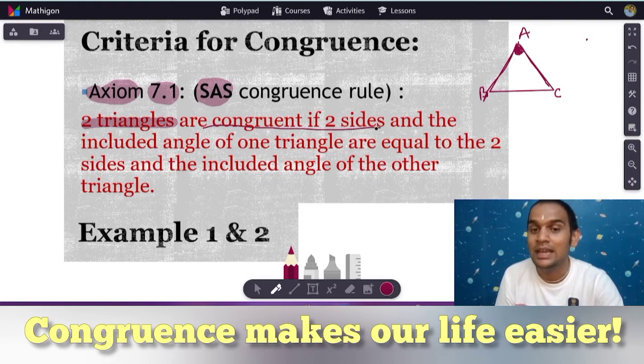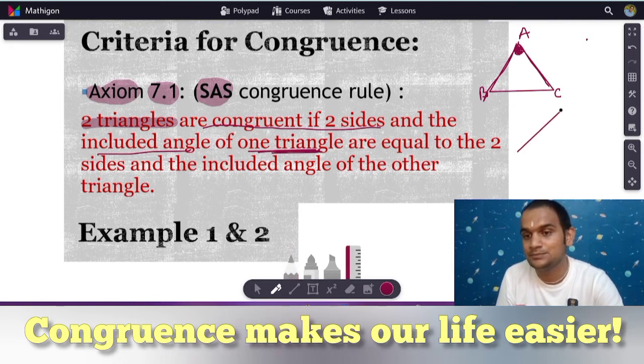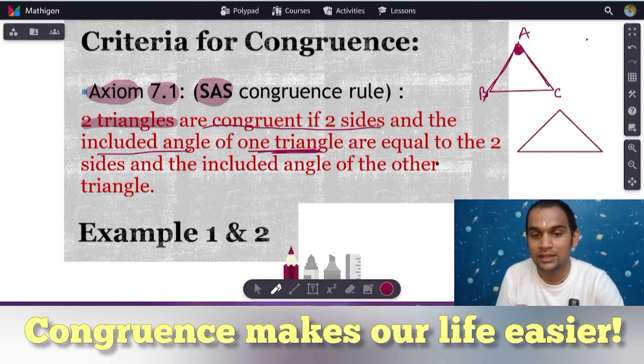So, congruent: if two sides and the included angle of one triangle are equal to those of another. This is the one triangle. If I draw another triangle, let's name it DEF, and if AB is equal to DE, AC is equal to DF, and angle A equals angle D, then we can say ABC is congruent to DEF.